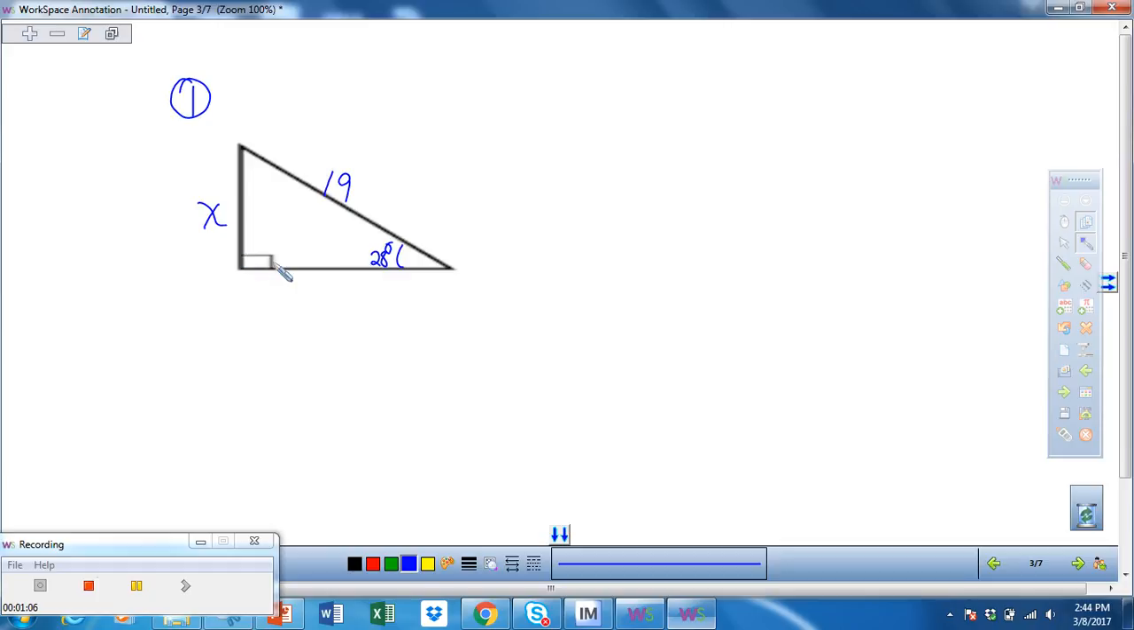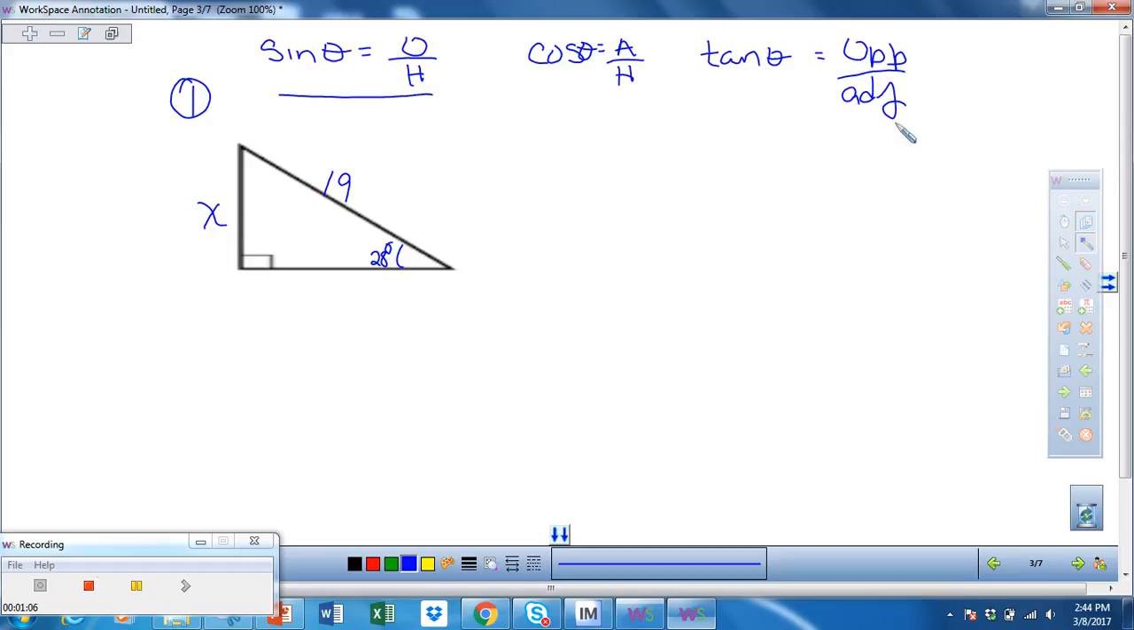So we have to ask, what is the relationship between x and the angle? And we see that x is opposite because it's not touching this angle. So we know we have to use one of the functions that uses opposite. So remember, sine theta is opposite over hypotenuse, cosine adjacent over hypotenuse, and tangent is opposite over adjacent. So because x is opposite 28, I'm either going to use this one or this one.